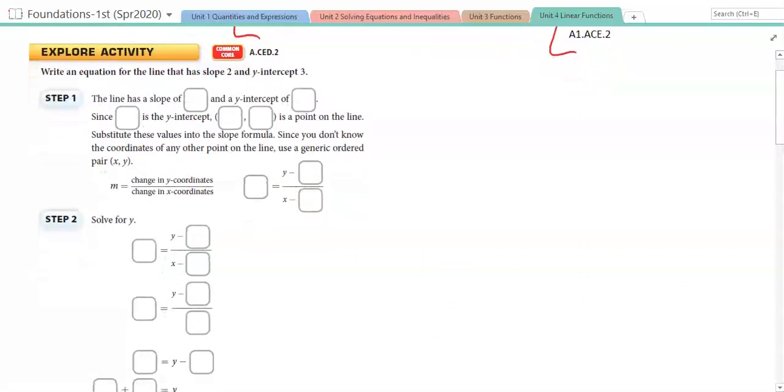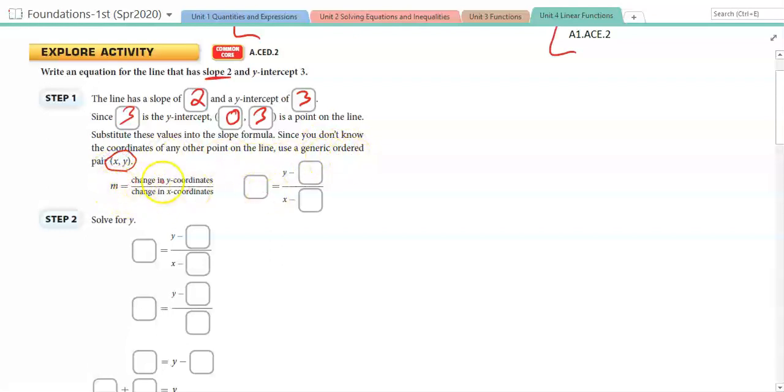We want to write an equation that has a slope of 2 and a y-intercept of 3. And so step one, this line has a slope of what? Well, it said a slope of 2 and a y-intercept of what? 3. Okay. So since 3 is a y-intercept, what ordered pair is a point on the line? Well, if the y-intercept is at 3, then the ordered pair would be (0, 3), right? So let's substitute these values into the slope formula. And since we don't know any other points on the line, we'll use a generic (x, y) ordered pair. And so that's what we have here.